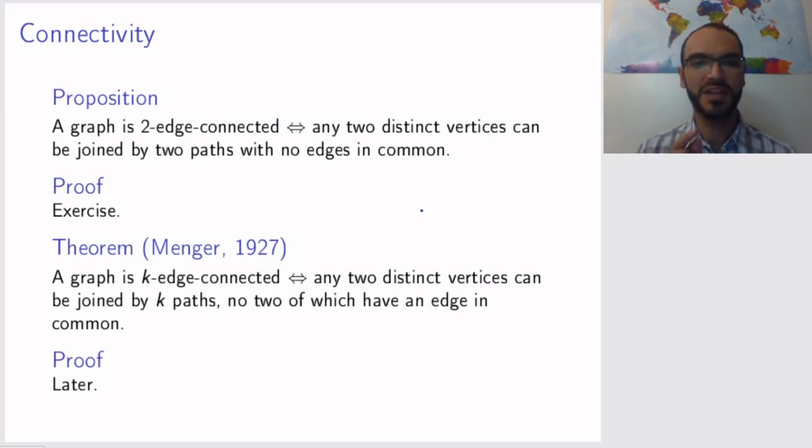By the way, what does it mean to be 1-edge connected? Well, according to Menger's theorem, 1-edge connected means that any two distinct vertices are joined by one path. Then the rest is a void condition. So this just means connected, because we looked at the characterization of connectedness as being the existence of a path between any two vertices.